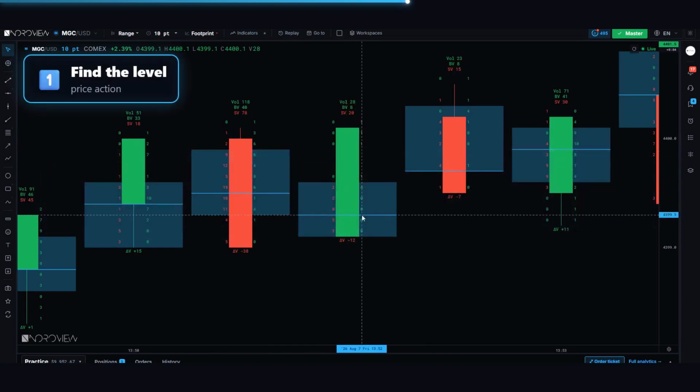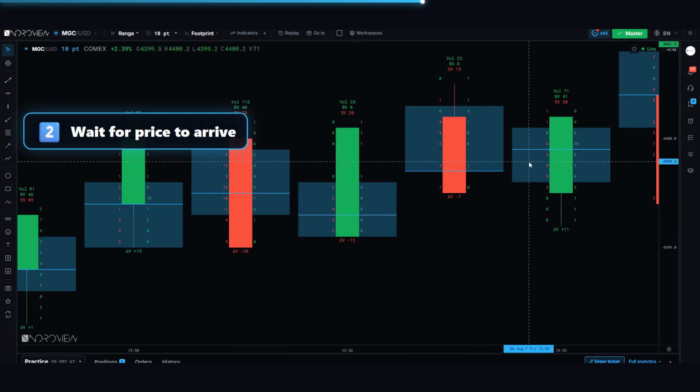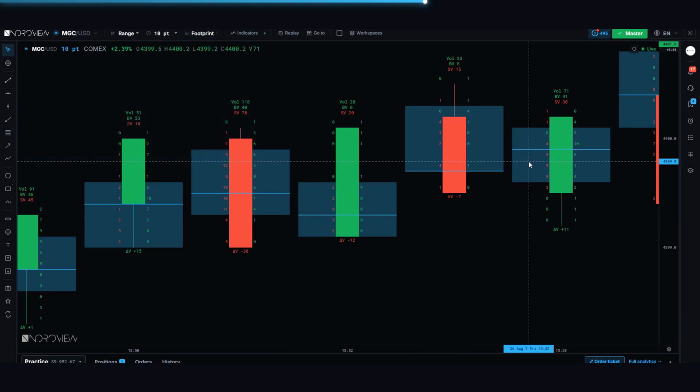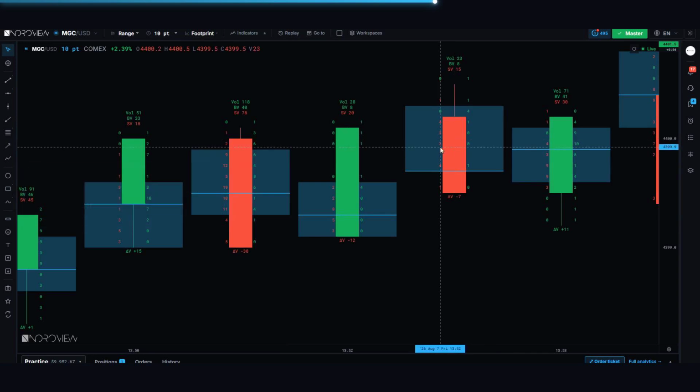Step one is price action. You find a level, a prior high, a range edge, an old point of control. That is your where. Without it, you are pointing a microscope at random noise. Step two, you wait. You do nothing at all until price actually arrives at that level. Step three is order flow. Price gets there and now you zoom in and ask one single question. Is the aggression at this level being absorbed or is it genuinely running?